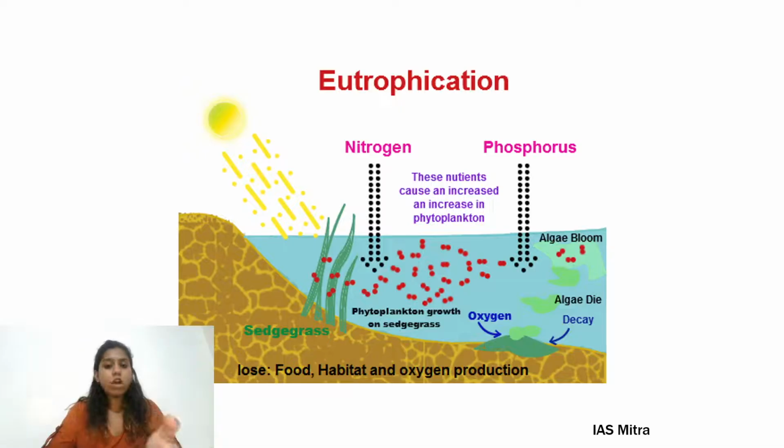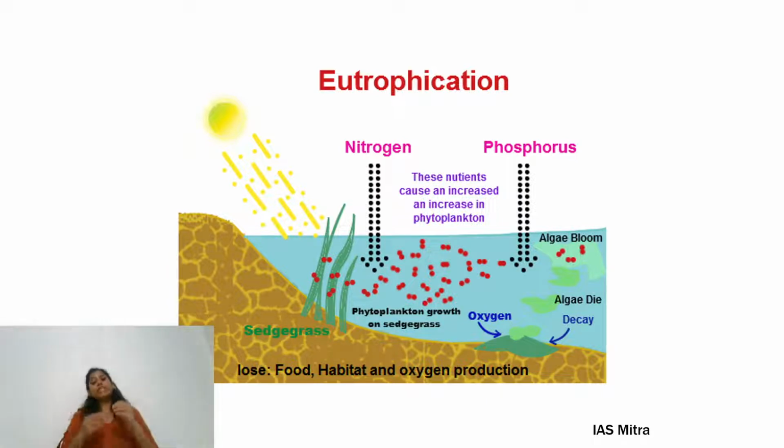So from here we go to another process called EBPR. So we will see what EBPR is. But before that, we will give a quick recap of what eutrophication was. We saw this in a couple of lectures before.